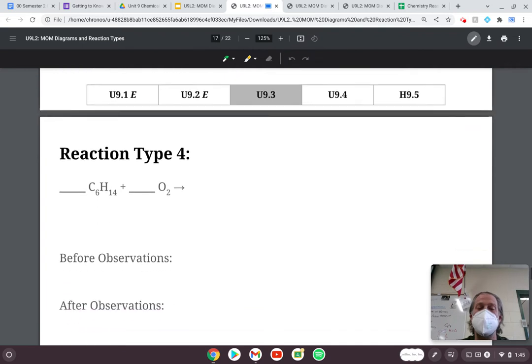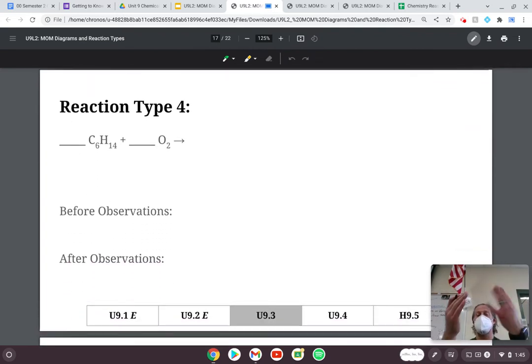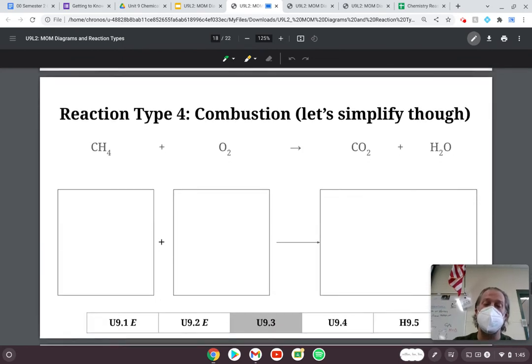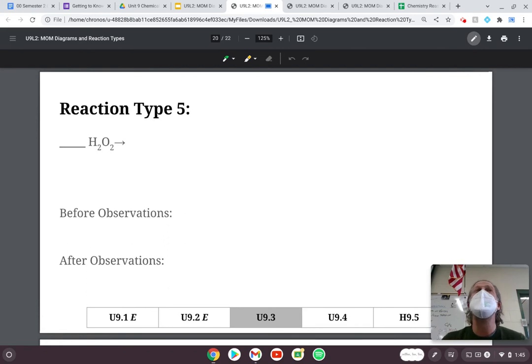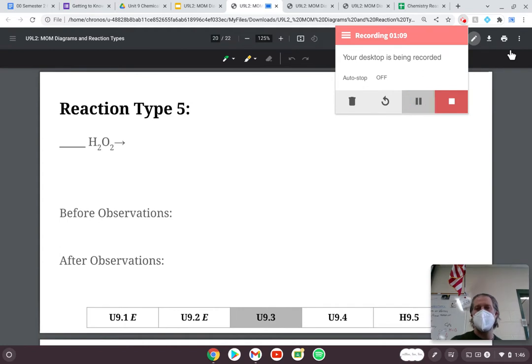And then lastly, we're going to talk about reaction type number 4 and reaction type number 5 today. I'm going to skip ahead and do reaction type number 5 first because I think reaction type number 4 is more fun. So we are going to start with a reactant known as H2O2. I'm going to go grab that so you can take a look at it, and we'll go from there. Okay, so this is the reactant for reaction type number 5 that we're going to use as our demonstration today.